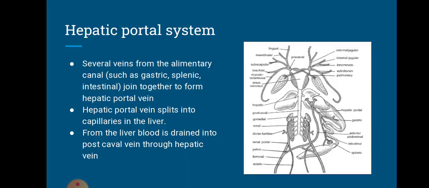So this is how the blood from different parts of the body is drained into the heart through the precavals and the postcavals. And also there is the pulmonary vein, which carries blood from the lungs, and that is the only vein which carries oxygenated blood. All other veins that we have discussed now carry deoxygenated blood.